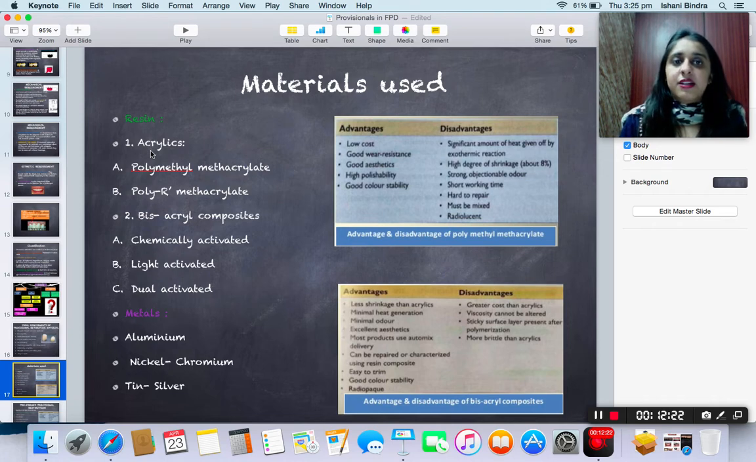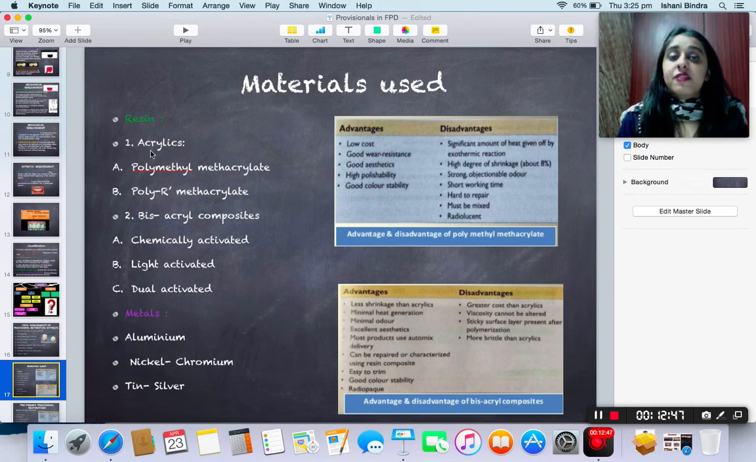But the disadvantages include a significant amount of heat given off by the exothermic reaction when these materials set, a high degree of polymerization shrinkage, strong odor, short working time, and they are difficult to repair. And also they are radiolucent. In case the patient ingests the material, we cannot detect where it has gone.